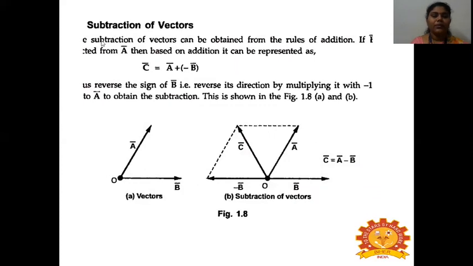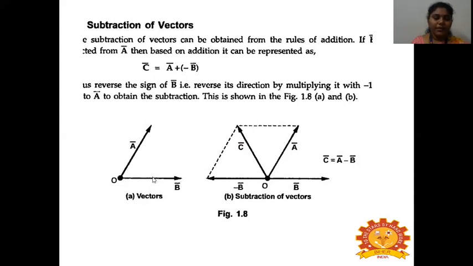Next we will see subtraction of vectors. The subtraction of two vectors can be obtained from the rule of addition itself. What we have to do is invert one of the vectors by multiplying it by -1. See here, the B vector is going to be reversed. That is, the direction of the B vector has to be reversed by multiplying it by -1.